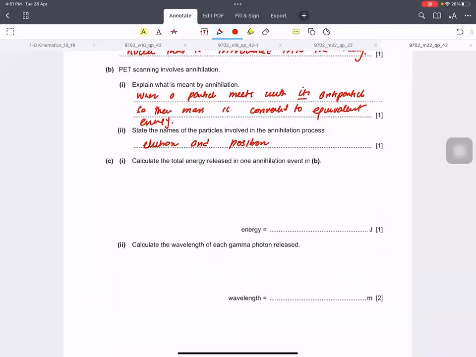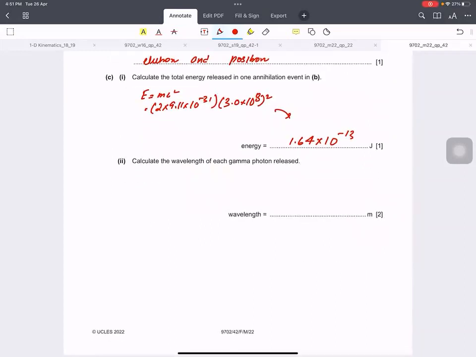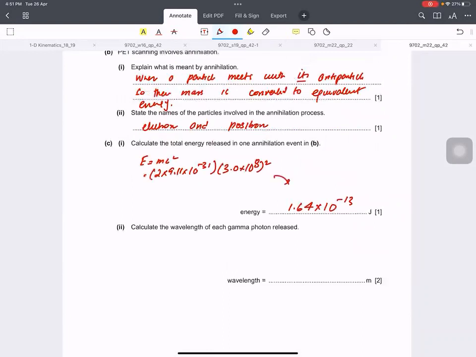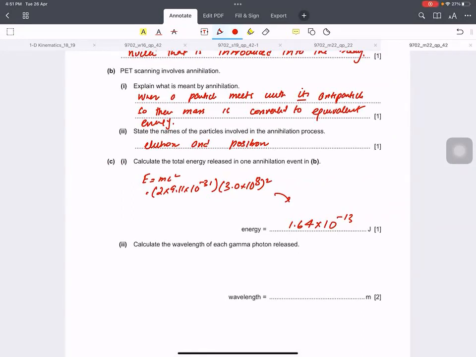Calculate the total energy released in one annihilation. Very easy. So E is equal to mc squared. There are two masses, see? So 2 times 9.11 times 10 raised to minus 31. The mass is the same. Okay, what is the answer? 1.64 times 10 to the power negative 13. Okay, cool. Sir, why did you multiply by two? There are two, one electron and one positron. Both masses will be converted, not just one.